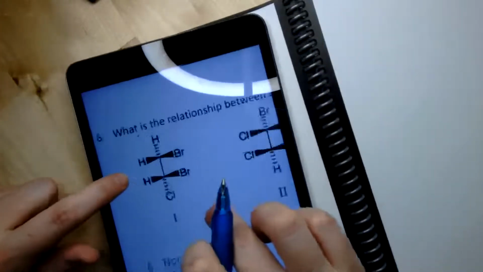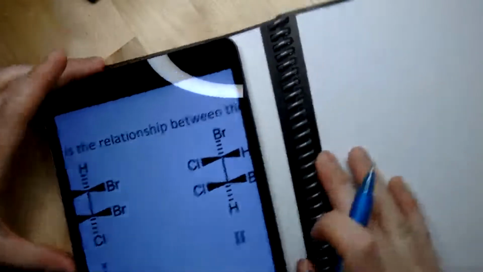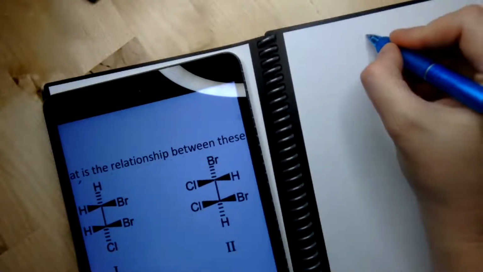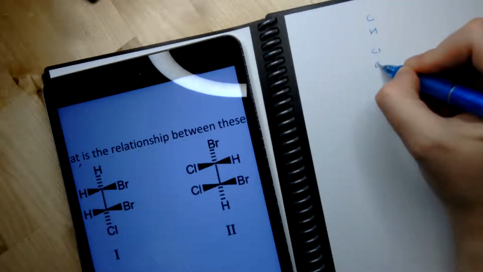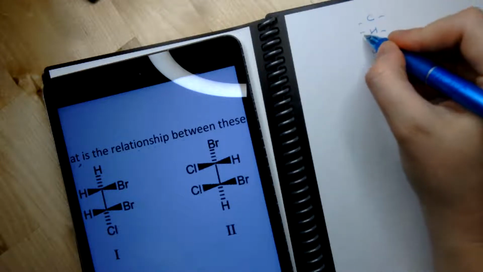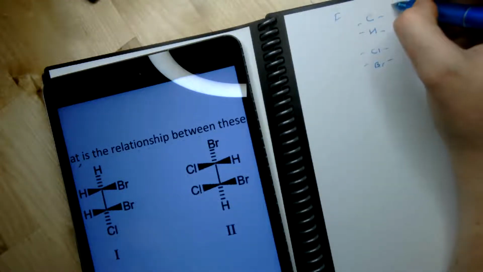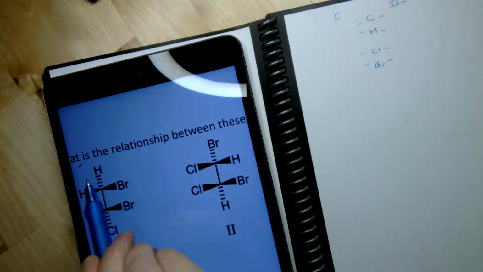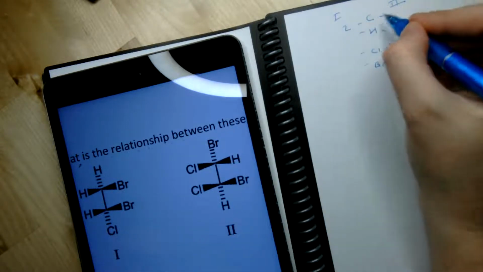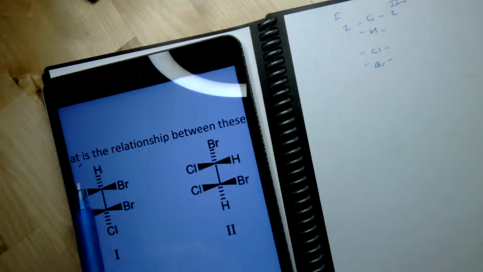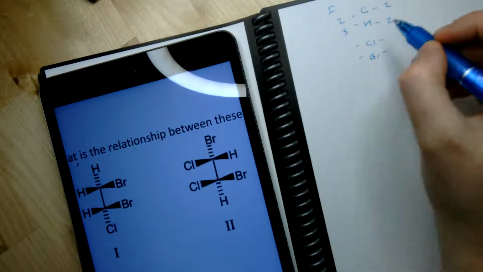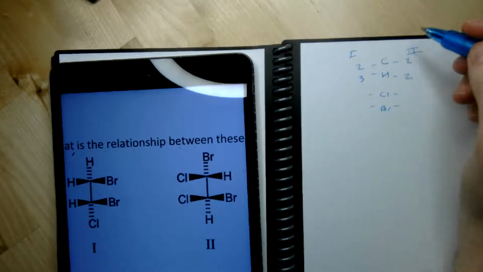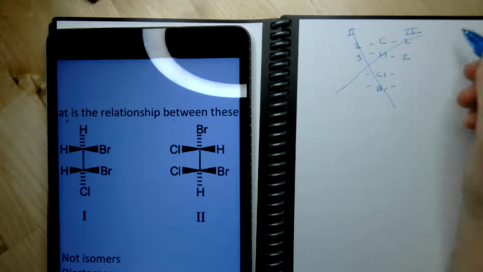So these are not isomers because I always write them out. These molecules consist of chlorine, carbon, hydrogen, chlorine, and bromine, and I just do one in the column on the left and one in the column on the right. So these have 2 carbons. This one also has 2 carbons. So they have the same number of carbons. Hydrogens, this one has 3 hydrogens on the left. This one only has 2 hydrogens. So that right there tells me these are not isomers, because if they were isomers, everything would match up.